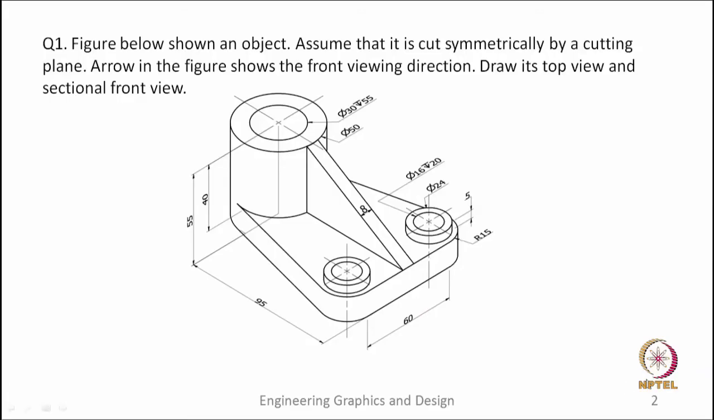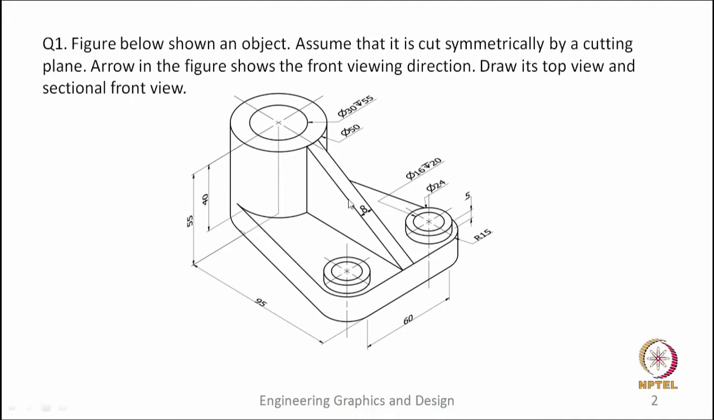So, here is our problem number 1. If you look at the problem, you will see that there is a simple object and we have been asked to draw its top view and sectional front view. Today we will be demonstrating using the object itself, because just from the drawing it is not always possible to visualize the object. That is why we decided to bring an object in the class.